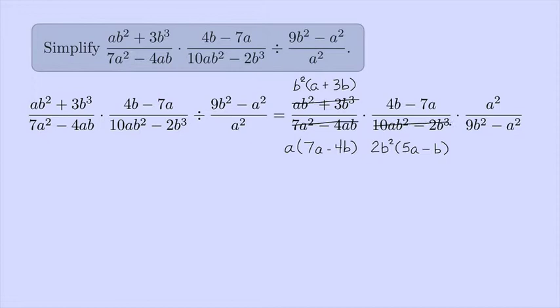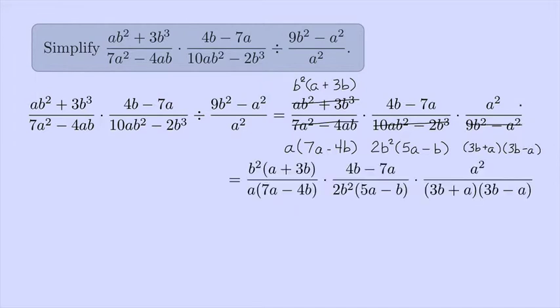All right, a² is just a², but below it I see the difference of two squares, so this can become (3b + a)(3b − a). Okay, so let's rewrite this whole thing here. And now we can look for things that cancel.